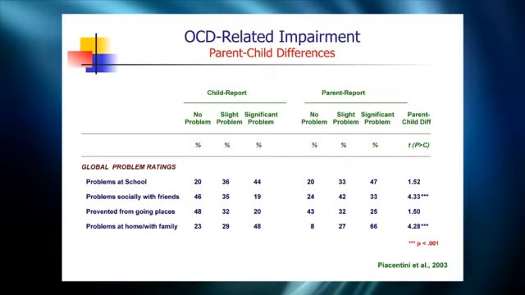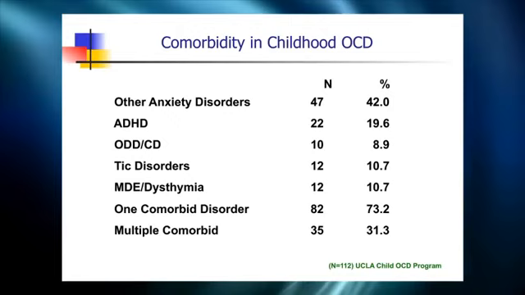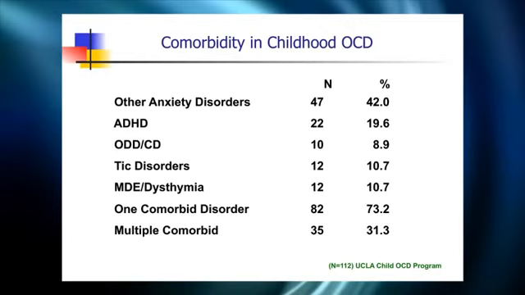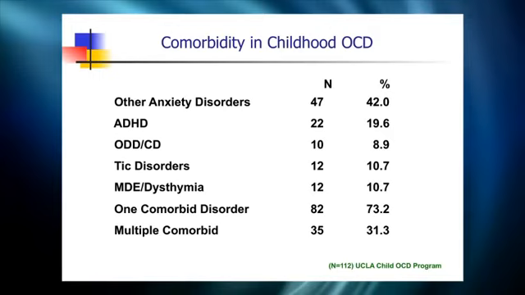Comorbidity in childhood OCD is the norm. Typically, most kids are going to come in with at least one comorbid disorder. In our sample, from the kids we've seen in our clinic, and this is based on slightly over 100 children, three quarters had at least one disorder. About a third of them had multiple comorbidities. Our rates are actually a little bit lower than you see reported in some other studies.